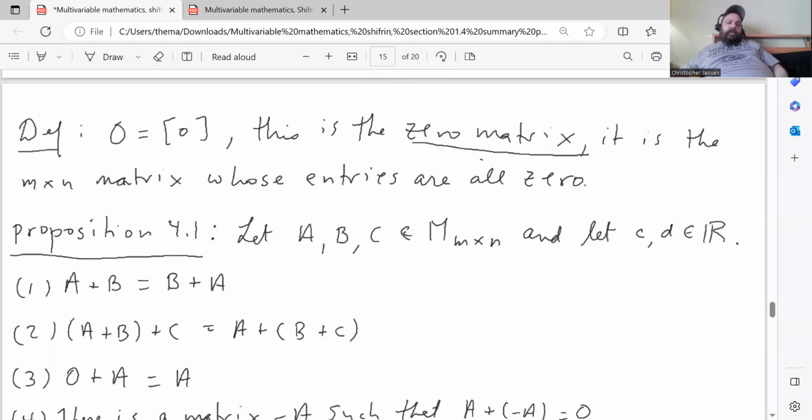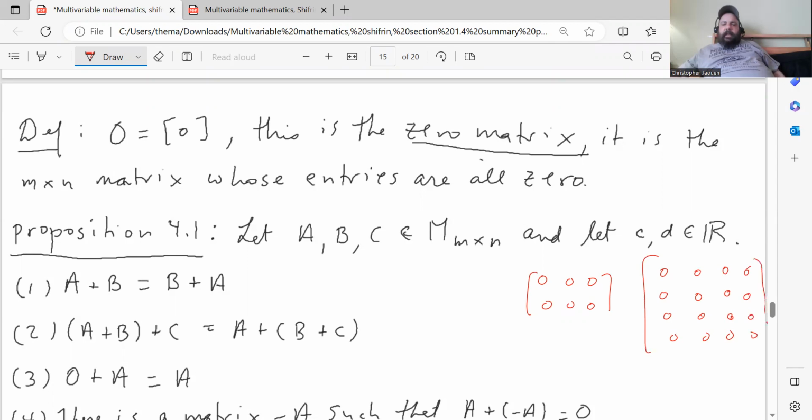Okay, another important definition: the zero matrix is the m by n matrix whose entries are all zero. So for example, the 2 by 3 zero matrix looks like this. The 4 by 4 zero matrix looks like this. And so on and so on. Any m by n matrix where all the entries are zero, we call that the zero matrix.